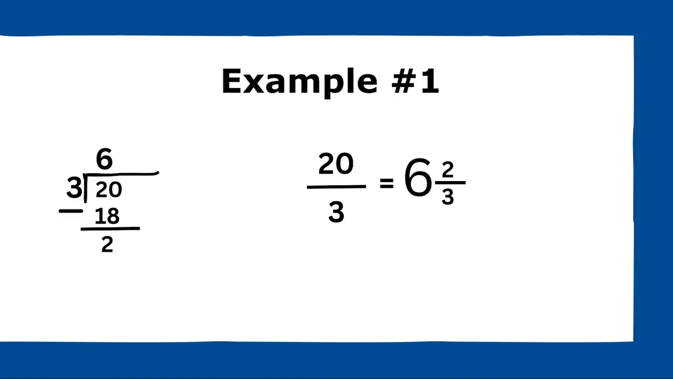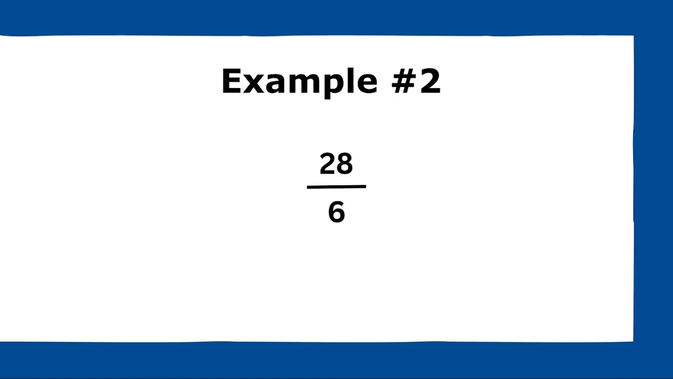Going on to our second example, I have 28 over 6. I'm going to set this up doing long division. So 6 is going to be on the outside of that box, and 28 is going to be on the inside of that box. So now I want to know how many times 6 can go into 28 without going over 28. And 6 can go into 28 4 times. 6 times 4, that gets me 24. And now I'm going to do 28 minus 24. And when I do that, I get 4.